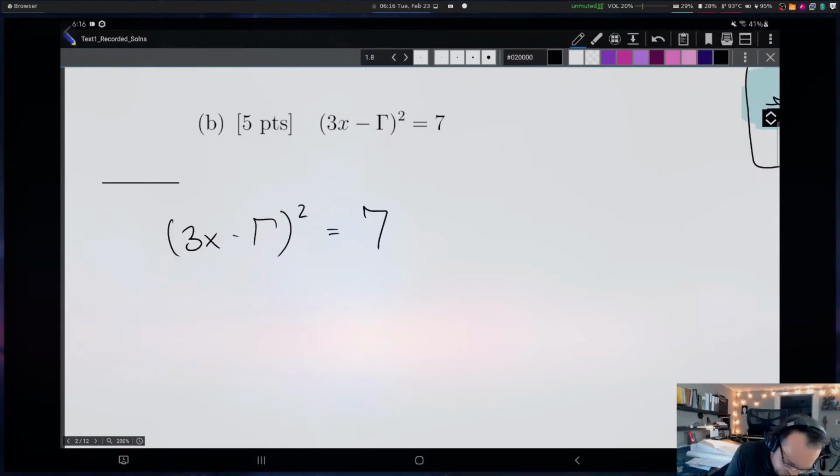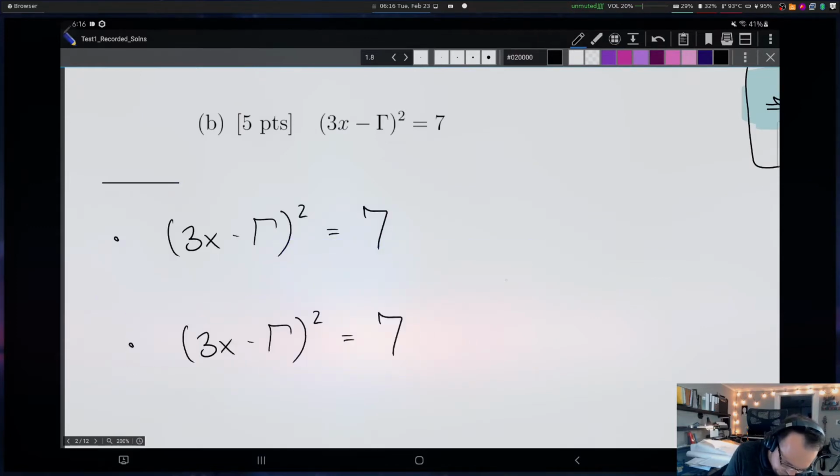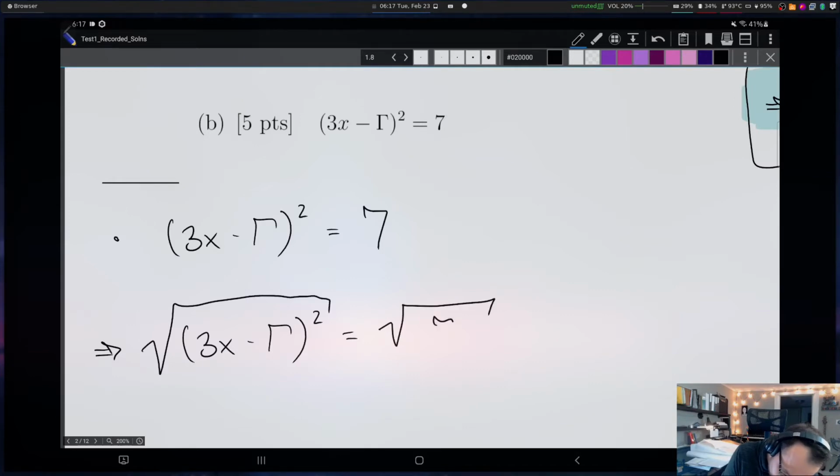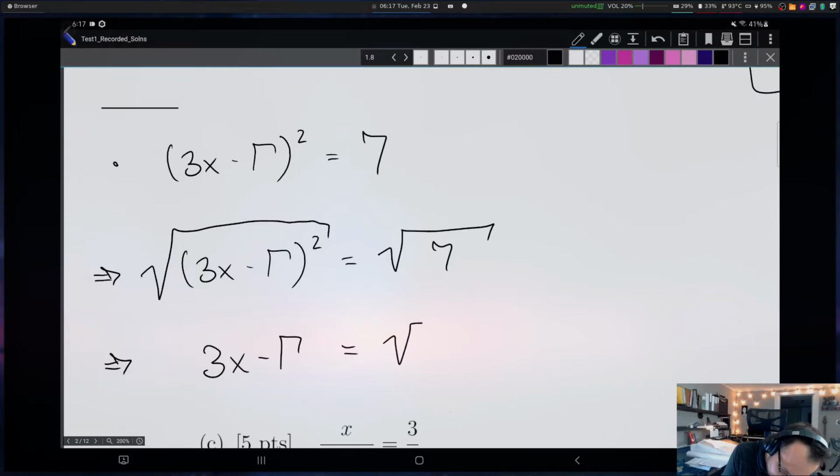So in that case, this is kind of my starting point. I've just rewritten the equation. I want to perform some operation on this entire thing. The operation I will perform is taking the square root of both sides. So I just need to be a little bit careful and make sure I do it to the entirety of both sides. Okay, what does that maneuver buy me? Well, maybe I hope to see something like 3x minus gamma on the left-hand side, and okay, square root of 7 on the right-hand side.